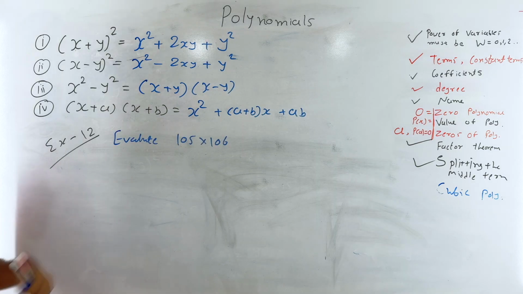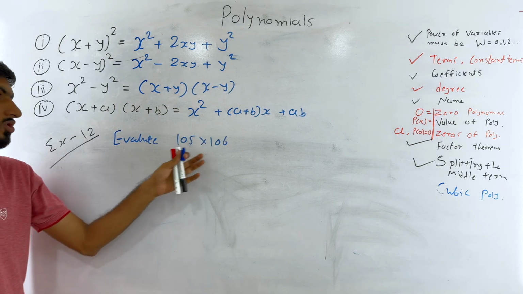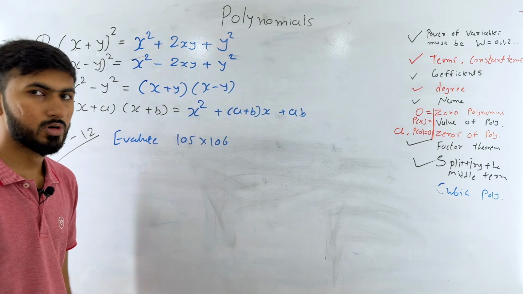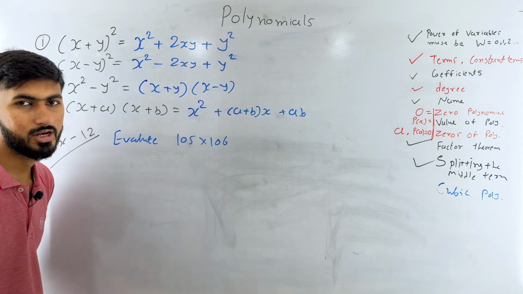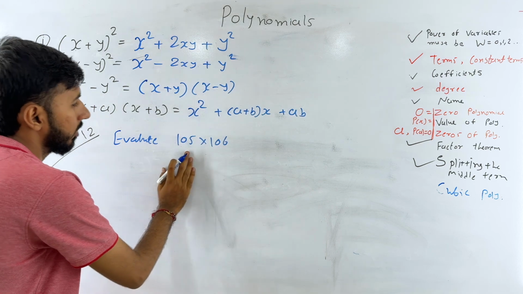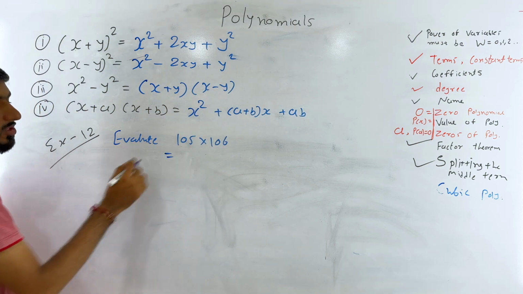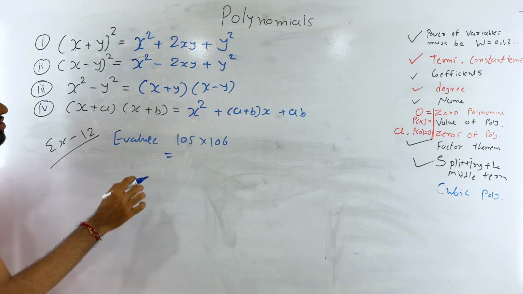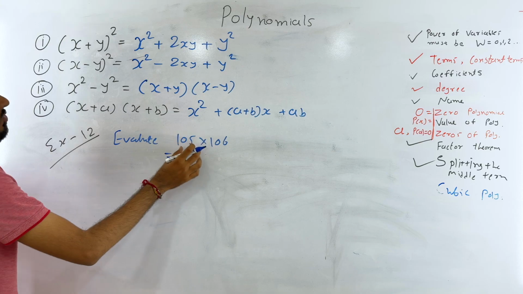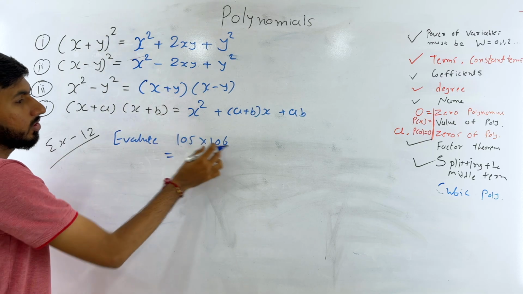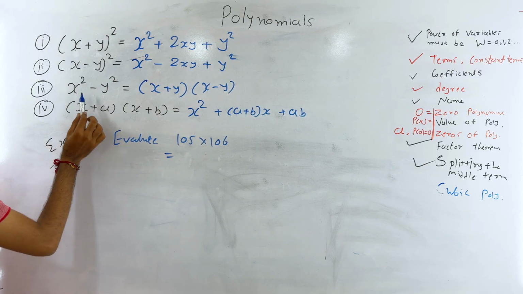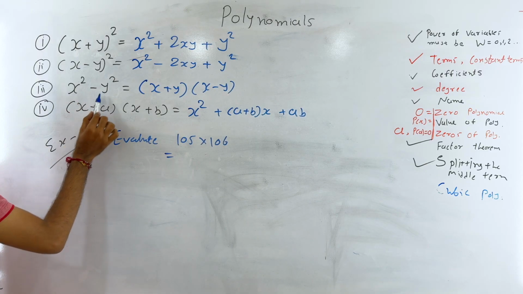So here we have our example number 12. Evaluate the multiplication of 105 and 106 without actually doing the multiplication, right? We all have done this type of question in standard 8. But in this question I have to use an identity, right? So which identity will go with this type of question? Here I cannot use a square, right? Because both the terms are not equal. So the first two will not be useful for us. Now the third one is x square minus y square.